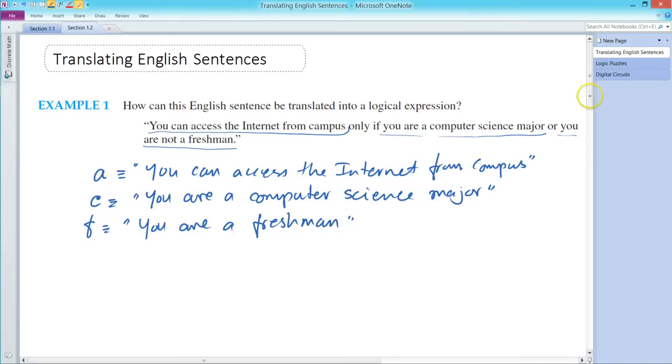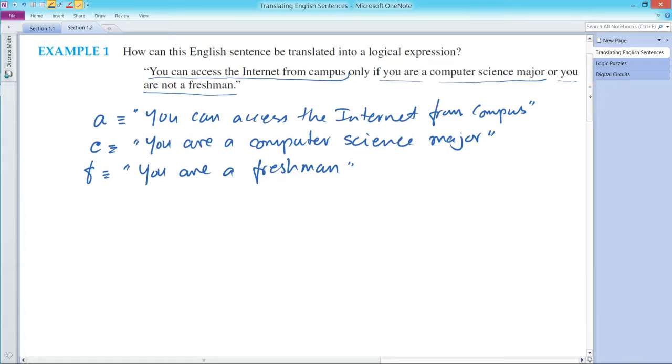Now that we have the three variables identified, let's try to construct the logical statement, or the mathematical representation of this statement. So now look over here. You can access the internet from the campus.